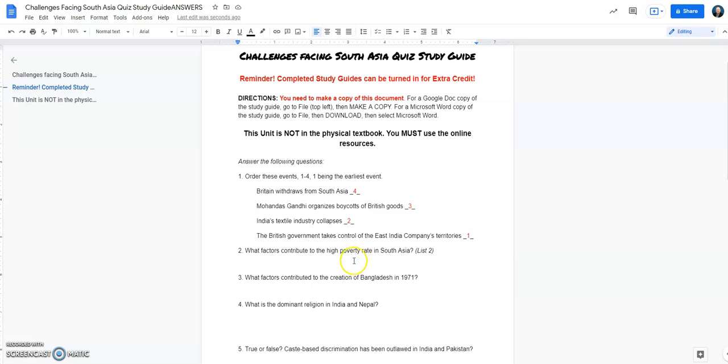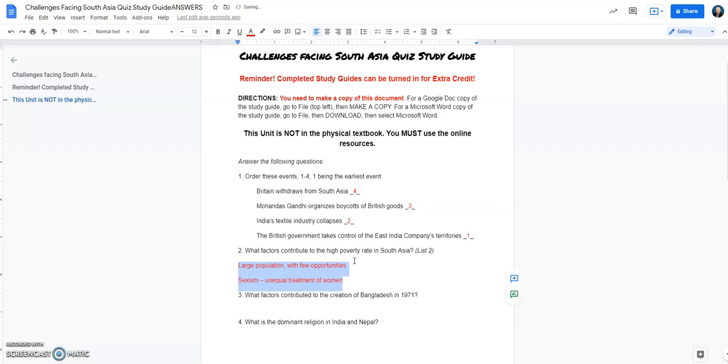Question number 2. What factors contribute to high poverty rates in South Asia? And it asks you to list 2. So for this one, there's a few. You can have a large population with few opportunities, right?